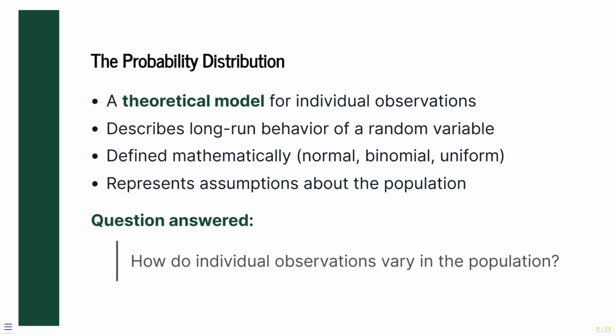Next is the probability distribution. Unlike the data distribution, the probability distribution is theoretical. It describes how individual values behave in the population over the long run. Probability distributions are defined mathematically. Examples include the normal, binomial, and uniform distributions. You can think of the probability distribution as representing the data-generating mechanism for individual observations. It answers the modeling question. How do individual observations vary in the population?